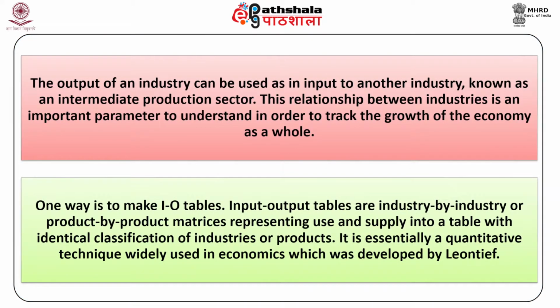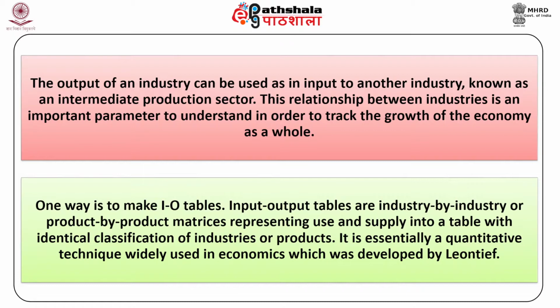In an economy, various industries are linked to one another. The output of an industry can be used as an input to another industry, known as an intermediate production sector. This relationship between industries is an important parameter to understand in order to track the growth of the economy as a whole. One way is to make IO tables.